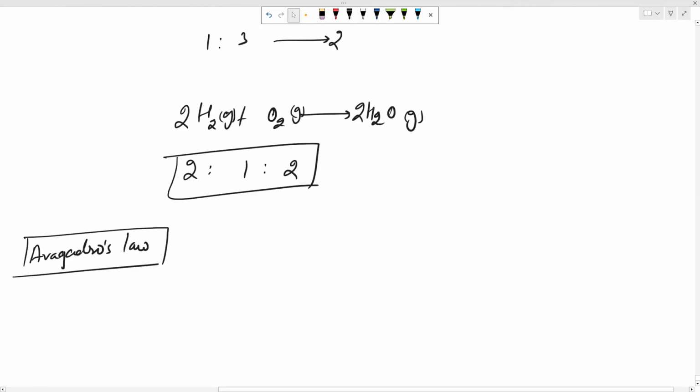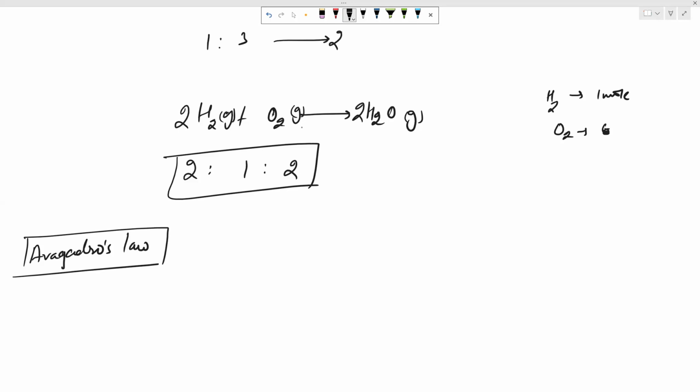So what does Avogadro propose? He said that equal volumes of gases at the same temperature and pressure, means STP, occupy equal volume, equal number of moles. For example, if I have 1 mole of hydrogen gas and 1 mole of O2 gas, at standard temperature and pressure they are going to occupy the same volume.